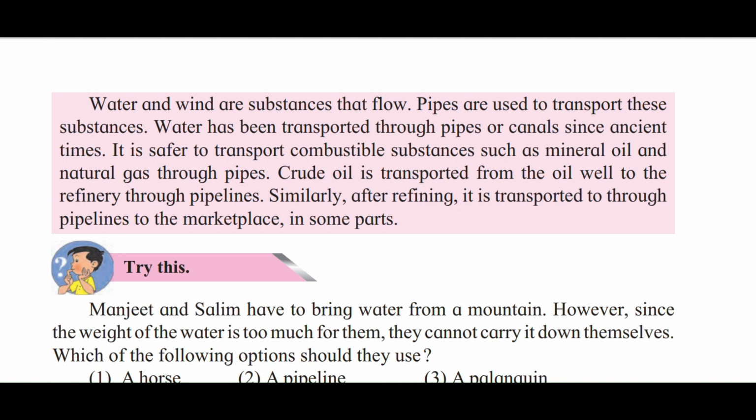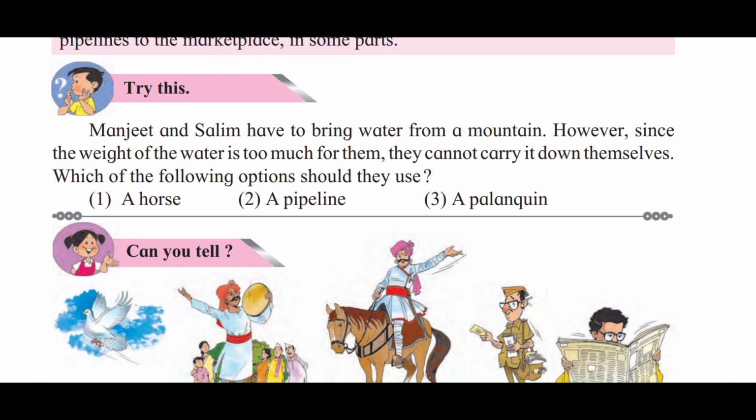It is safer to transport combustible substances such as mineral oil and natural gas through pipes. Crude oil is transported from the oil well to the refinery through pipelines. Similarly, after refining, it is transported through pipelines to the marketplace in some parts.